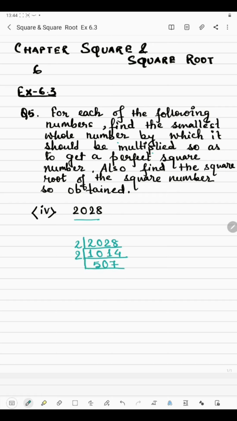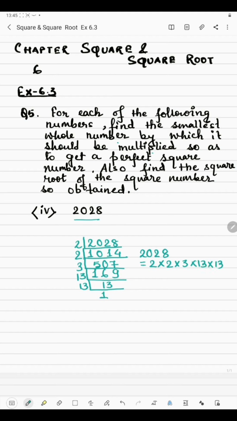If you find the sum of the digits, we'll get 12, and 12 comes in 3's table. So it will go by 3. So 3 ones are 3, 3 sixes are 18, 3 nines are 27. Now 13 multiplied by 13 is 169. Now 13 ones are 13. So what are the prime factors of 2028? It's 2 multiplied by 2 multiplied by 3 multiplied by 13 multiplied by 13.